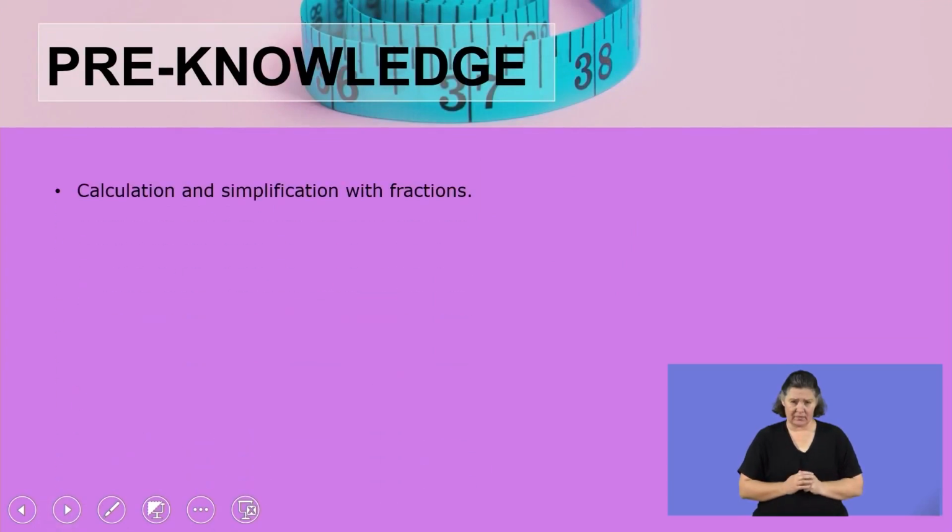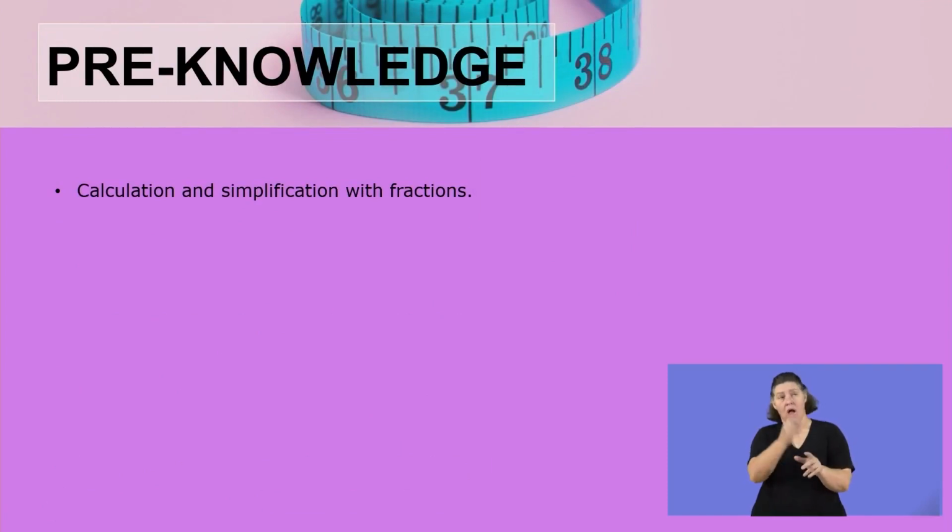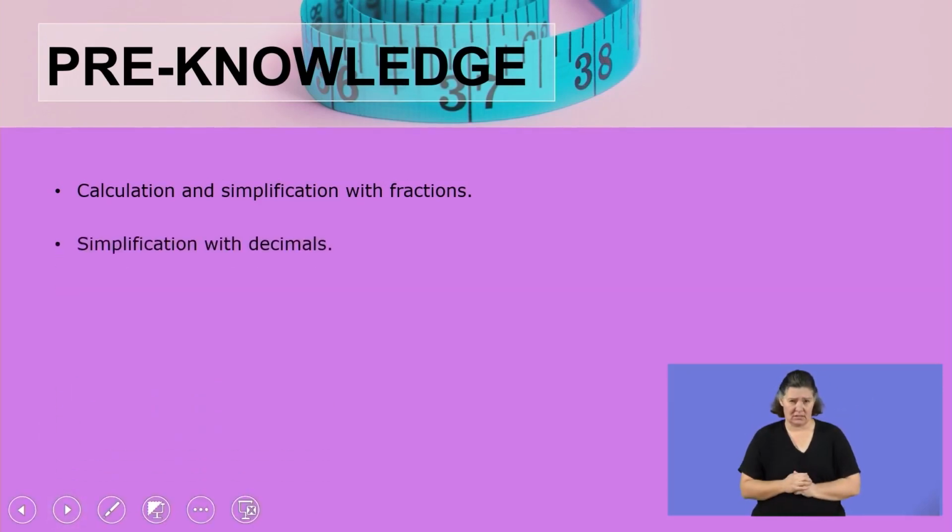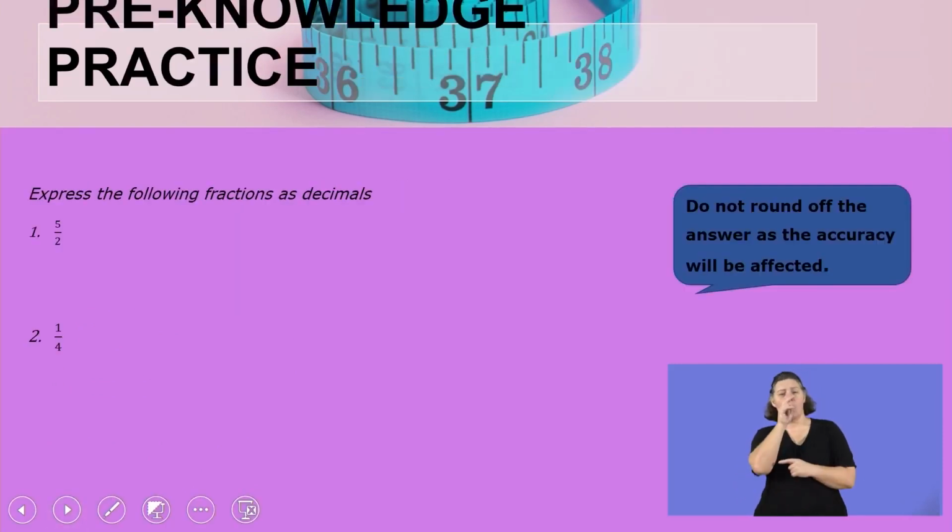So let us have a look at the content that we should apply in this lesson, what you've learned previously. The first one is calculation and simplification with fractions, simplification with decimals, as well as rounding off the values. So let us look at the first example.